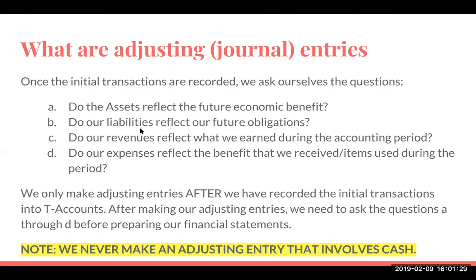So what we're really doing here is that once we've made all of our initial entries, we've done our unadjusted trial balance, we're then going through each of the accounts and saying, well, does this look correct given the additional information? And this is really the concept behind adjusting entries. And again, we only make adjusting entries after we have recorded the initial transactions into the T accounts. After making our adjusting entries, we need to ask those questions, A through D, to make sure that the ending balances in my assets, liabilities, equity, expenses, and revenue are correct.